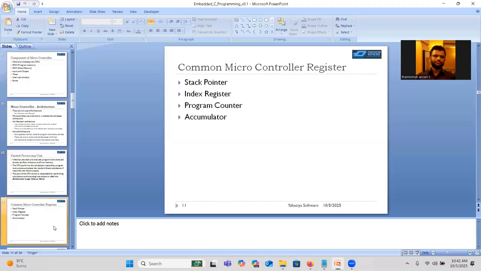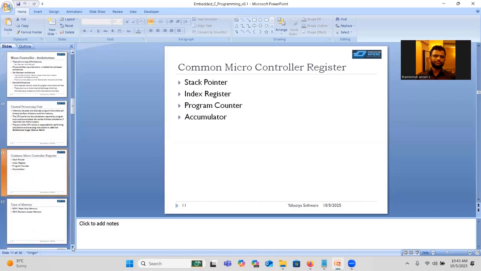Then the accumulator. Whatever calculation or comparison you do, the result will be stored by default in this particular register. That is called the accumulator. These 4 registers are very key registers that will be there in every microcontroller. Without them, you cannot use a microcontroller at all. So you need one way or another in your program, directly or indirectly, to use these registers. These are the common microcontroller registers that we have to know.